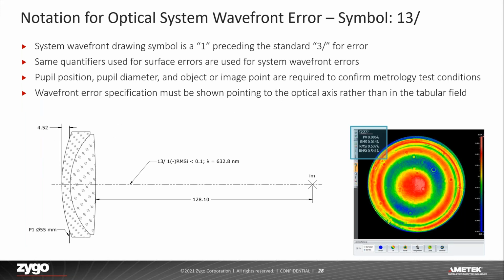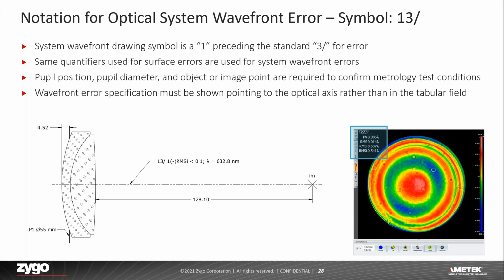As we stated in the beginning, a system level tolerance is preceded by a 1. The coded notation of 13/ is used when looking at transmitted wavefront. The same notation for figure tolerances that were used for surfaces can also be used for transmitted wavefront.